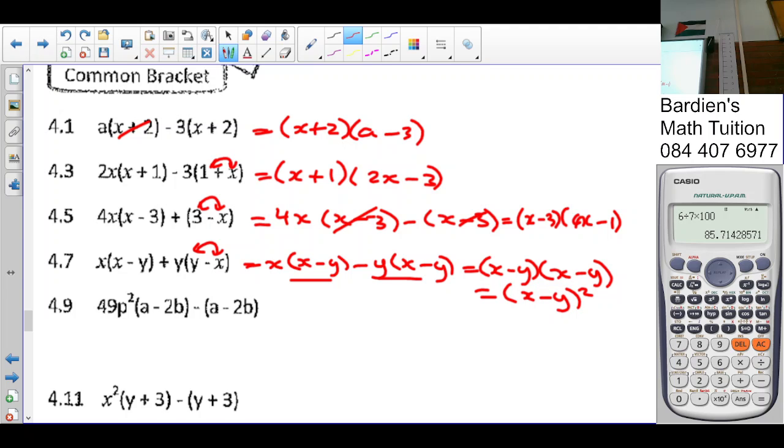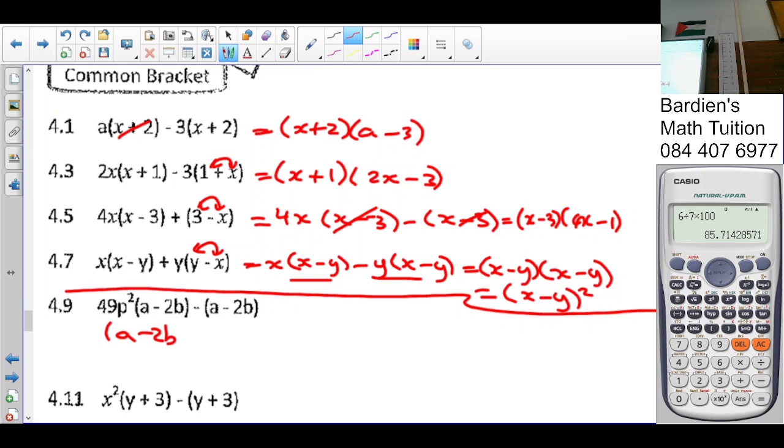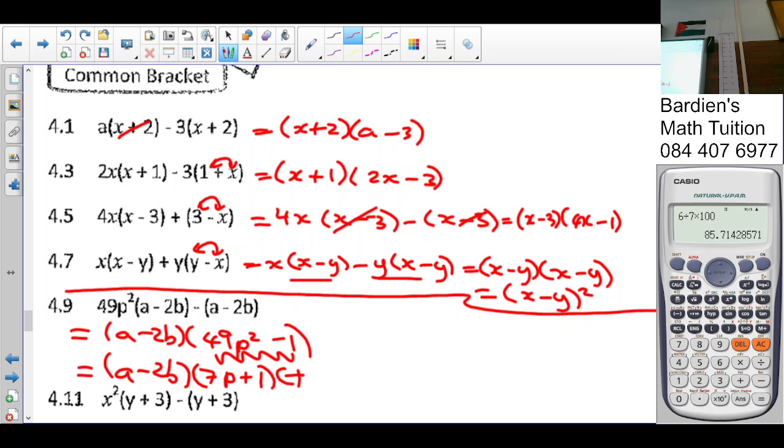The next one is a minus, yes, that's the same. So it's going to be a minus 2b. I'm then left with 49p squared minus 1. But what do you notice here? Difference of 2 squares. So it's a minus 2b, 7p plus 1, 7p minus 1.